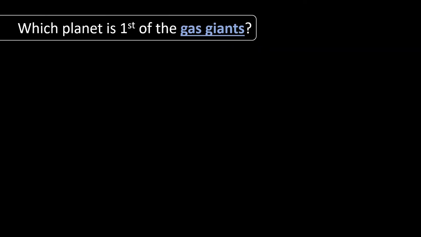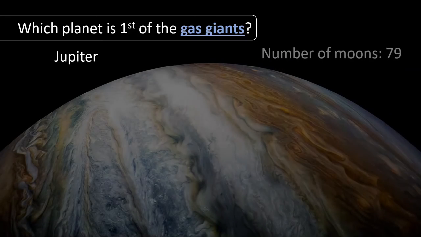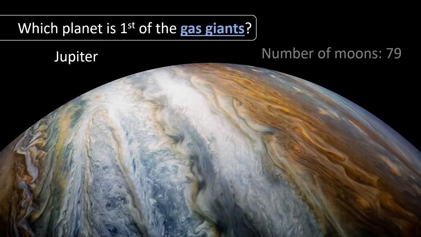These are known as the gas giants because they are made mostly of gas. Which planet is the first of the gas giants? This one is Jupiter. Jupiter is the biggest planet in the solar system, very, very cloudy as you can see, and Jupiter has many, many moons. As it stands today, we know that the number of moons Jupiter has is 79, although of course in the future scientists may discover others as they have more missions to the planet.